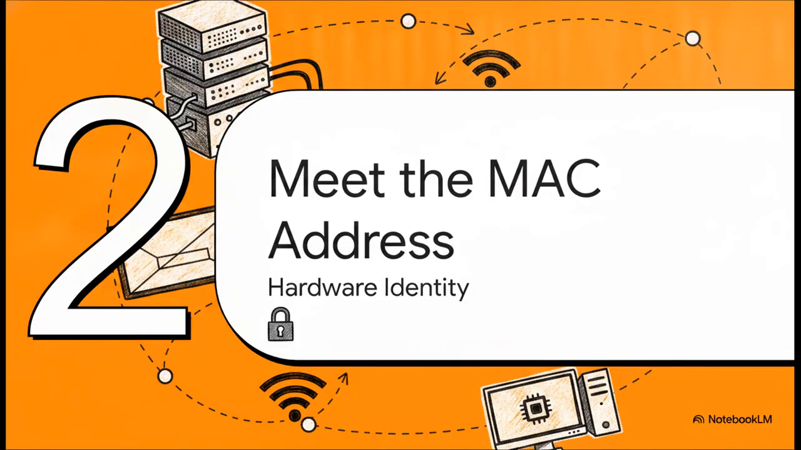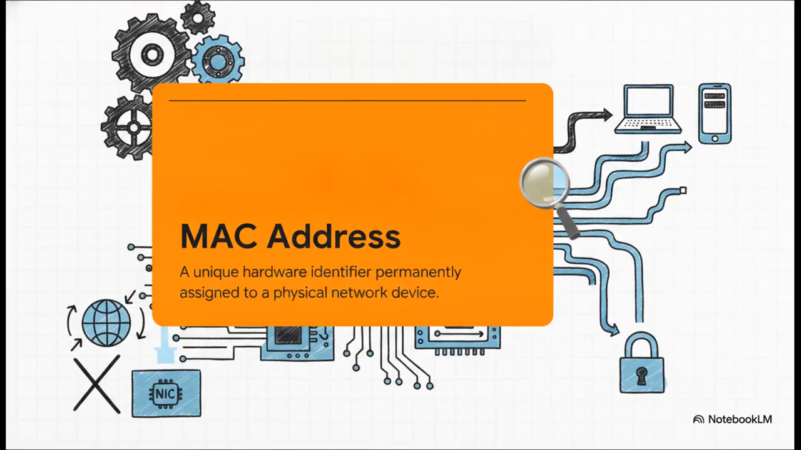Moving right along to Section 2, meet the MAC address, your hardware identity. Let's decode what this mysterious second address actually is and how it functions as your device's permanent hardware identity. MAC stands for Media Access Control. It's a unique hardware identifier assigned directly to a network device. And I really want to emphasize the word hardware here. Unlike an IP address, which changes constantly depending on whether you're at a coffee shop or at your house, a MAC address is permanently tied to the physical network interface card of your device. It is literally the hardware identity of your machine.